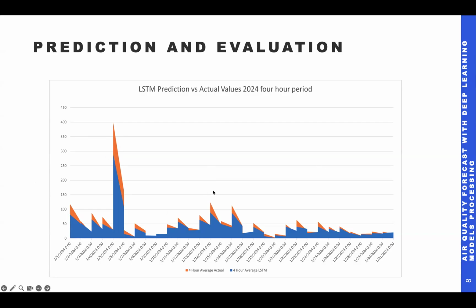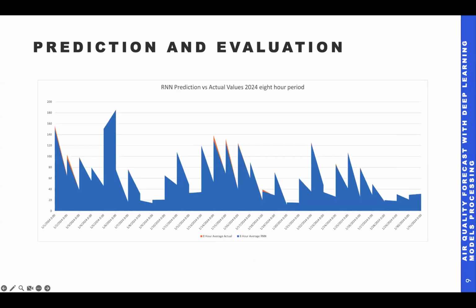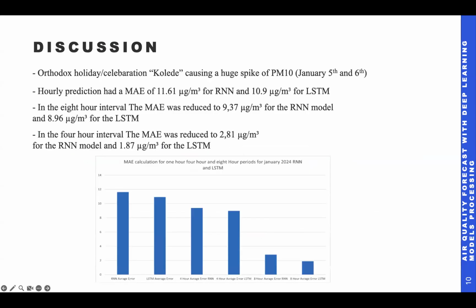On the 4-hour period, which is a little bit interesting, we saw that the error did drop a little bit for the RNN and for the LSTM. The RNN MAE went to 9.37 micrograms and the LSTM went to 8.96. Then when we go to the 8-hour interval, we can see that the error dropped off even more. The model made only an error of 2.81 micrograms per cubic meter for the RNN model, and 1.87 micrograms per cubic meter for the LSTM model.